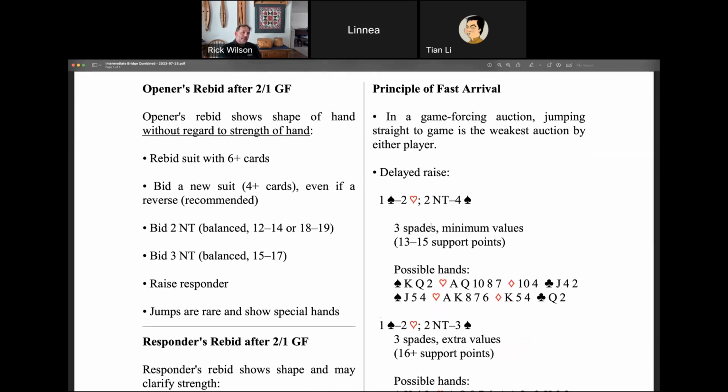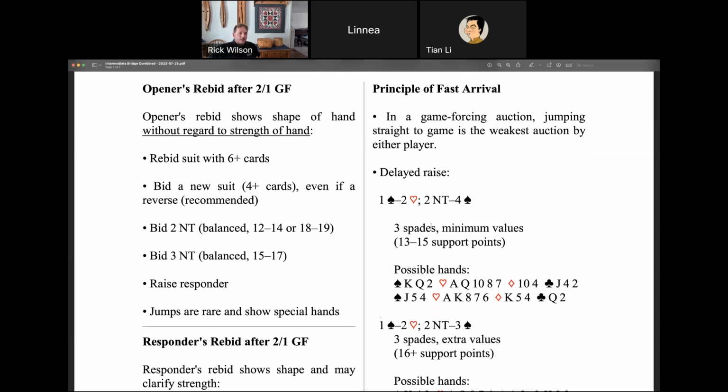So openers rebid. We show our shape without regard to strength. And so we'll rebid a suit with a 6-card suit. We'll bid a new suit with a 4-card suit. Even if it's a reverse, we don't need extra points to make a reverse after a 2/1 response. And if we don't have a 6-card suit and we don't have a 4-card suit on the side, that means we're a balanced hand. And so we can bid 2 no trump, which is usually 12 to 14, but could be the 18 to 19.